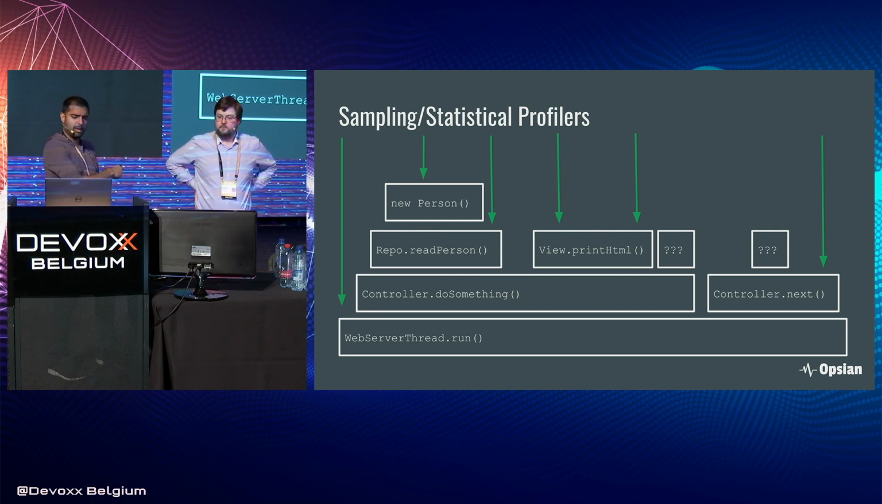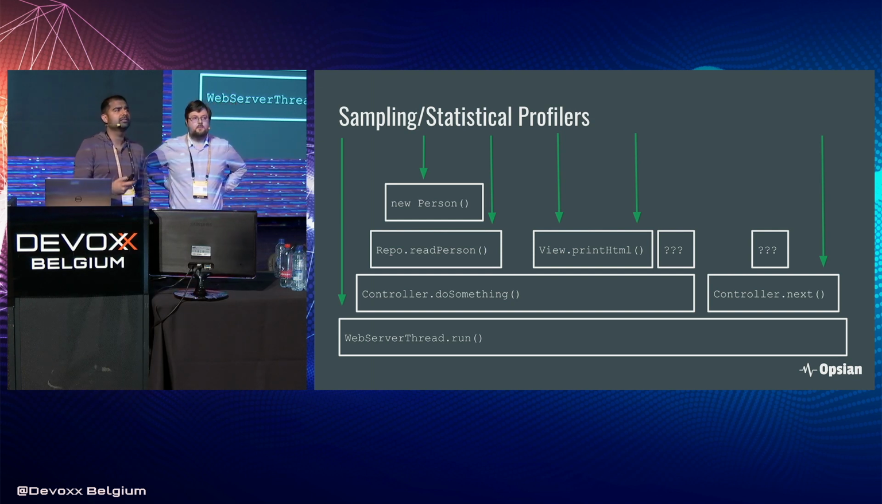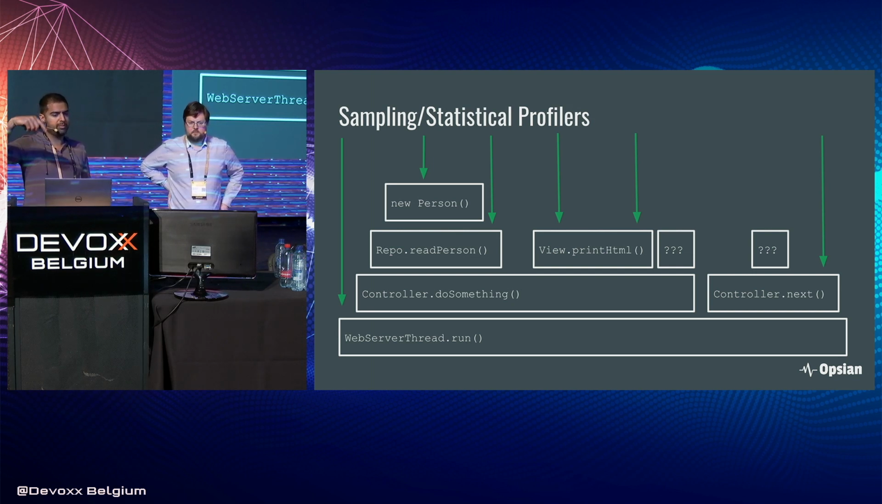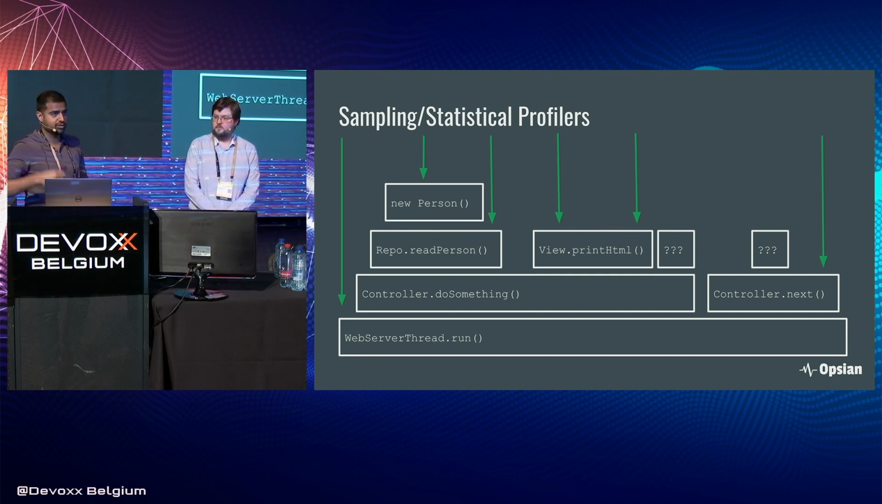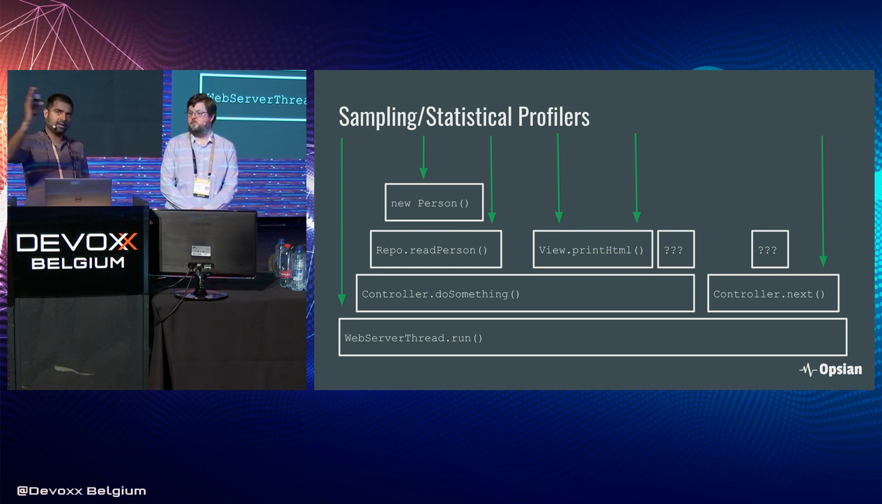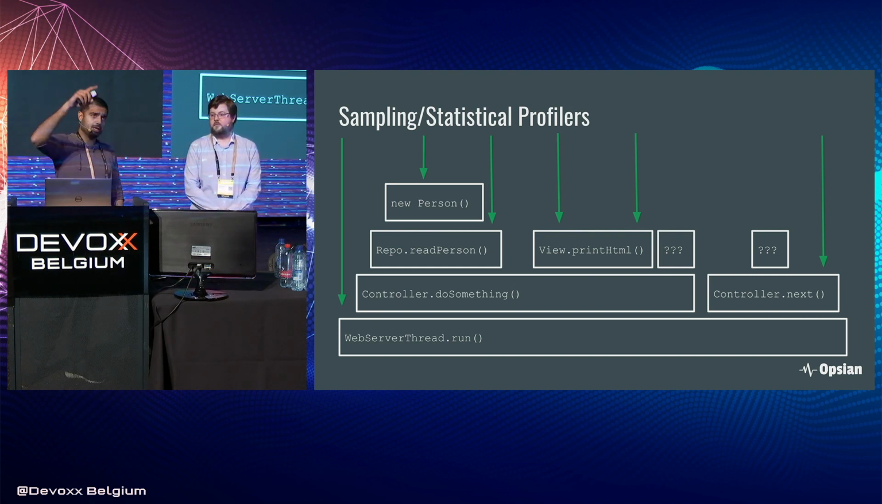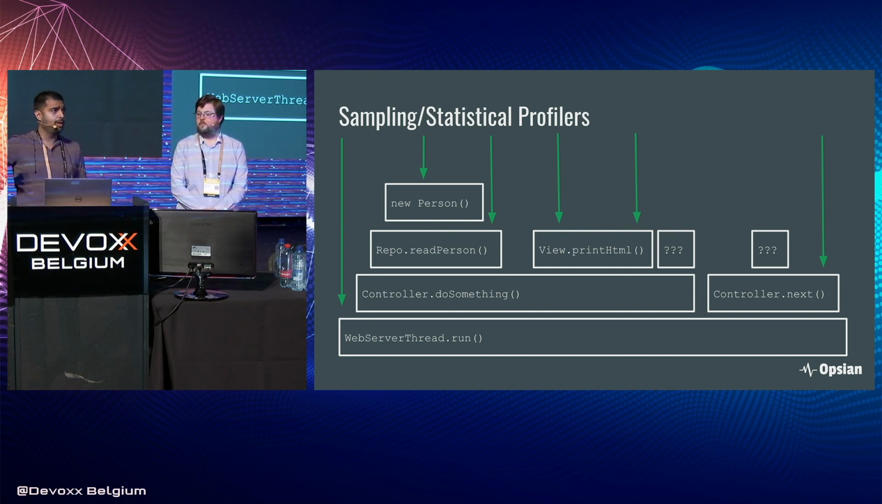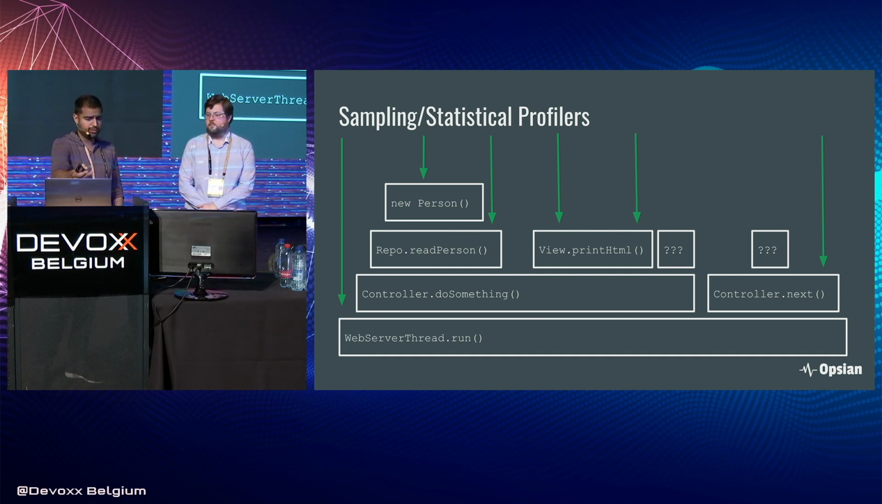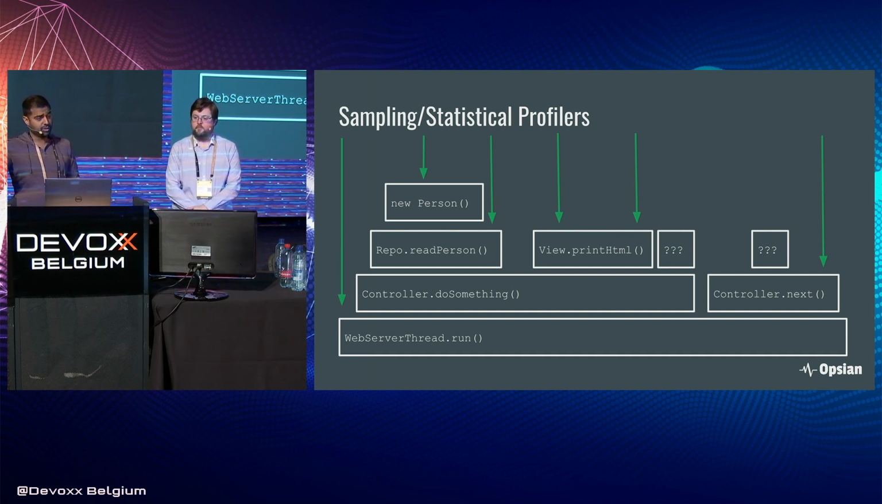So this is a diagram up there for what an idealized sampling profiler would do in Java. So we've got this program that's currently running. You've got web server thread run, which is calling controller do something, which is then reading a person and constructing a person. This is the program moving along on the x-axis. Each of those green points is a point where we would basically stop the program and we'd measure what it's doing. So we'd get the current stack. So the first one we'd get would show us we're in web server thread run. The next one would show us we're inside the new person constructor. And we'd go on like that.